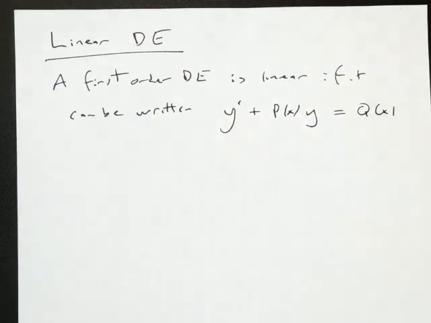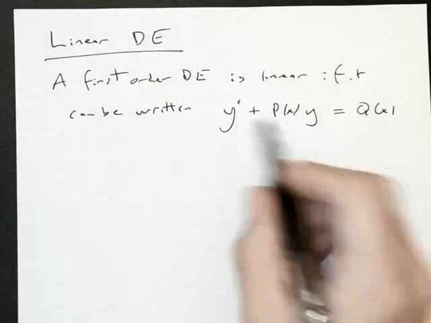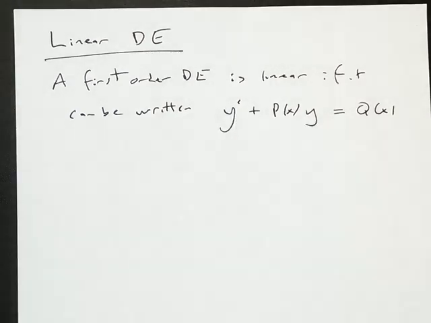If I take my y prime term, and then I have some function of x times y, and then some other function of x, then I have what is called a linear differential equation. And we think of this as linear in the terms y prime and y. The only coefficients of y prime are functions of x. The only coefficients of y are functions of x.